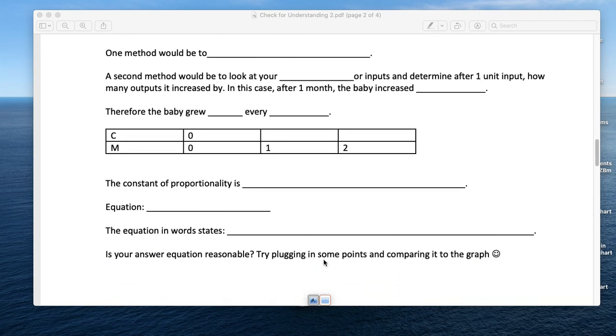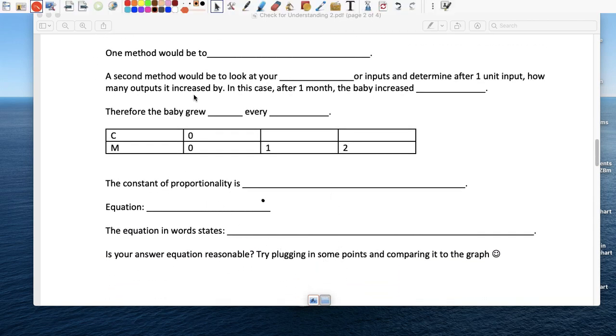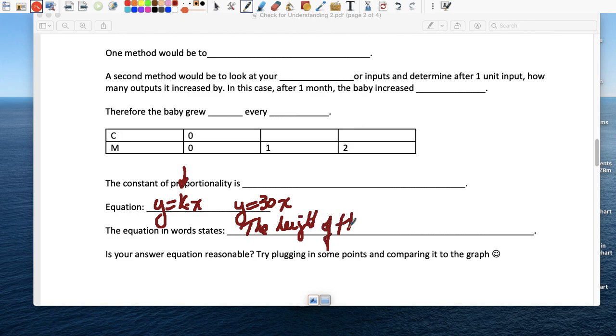Alright, so the equation is proportional, so it will be in the format y equals kx. Y equals the constant of proportionality times x. So what am I multiplying x by? What is this number that I'm multiplying x by to get to y? And we just found that out. It's 30, so it's 30x. The equation in words states that the height of the baby, which is y, is equal to 30 times the number of months.